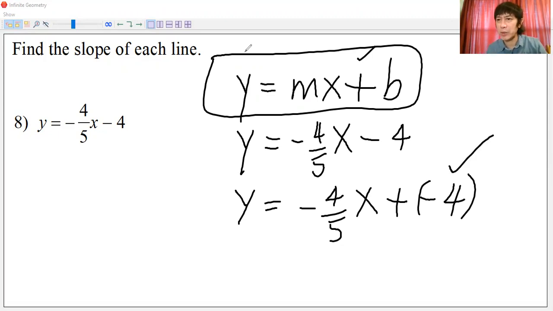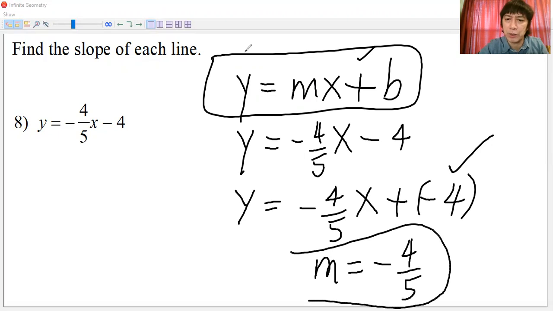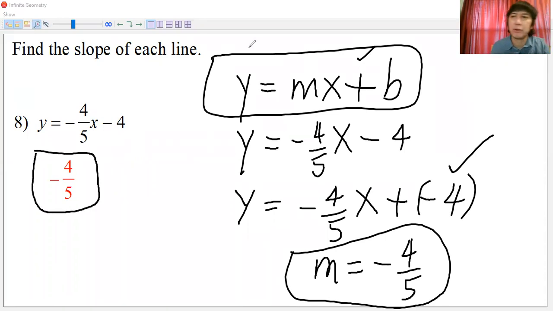That's the y-intercept. Now, we're after the slope. So we're going to choose the slope, which is over here. That's negative 4 over 5. And that should be the answer. All right, so we shall verify our answer. And it must be a negative 4 over 5. There. And you can see it clearly in the red numbers. It's negative 4 over 5.